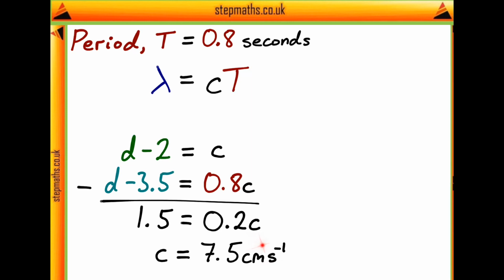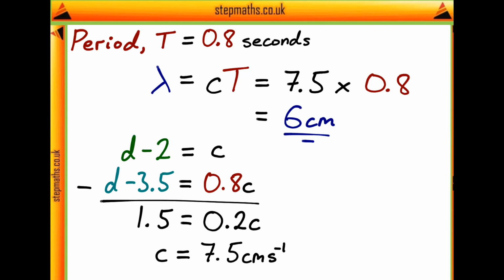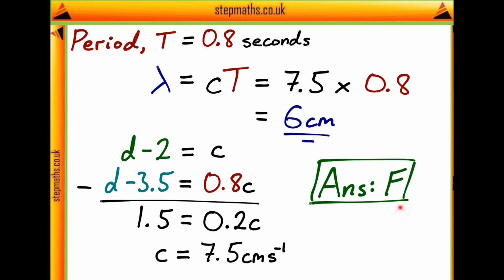Then, with this speed, we can substitute this back into our original equation for the wavelength, and by multiplying this speed, 7.5 centimetres per second, by 0.8 seconds, we find that our wavelength is going to be 6 centimetres, and this answer corresponds with answer F given in the question.